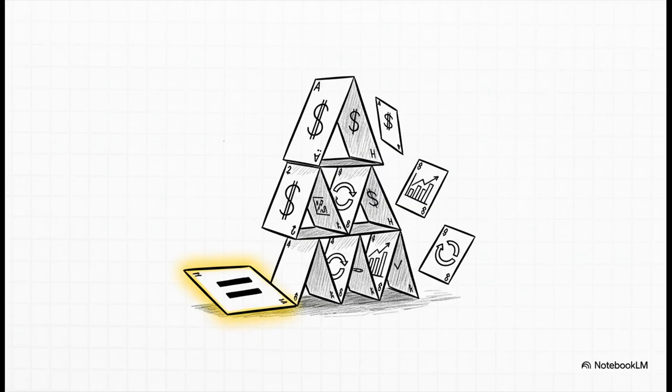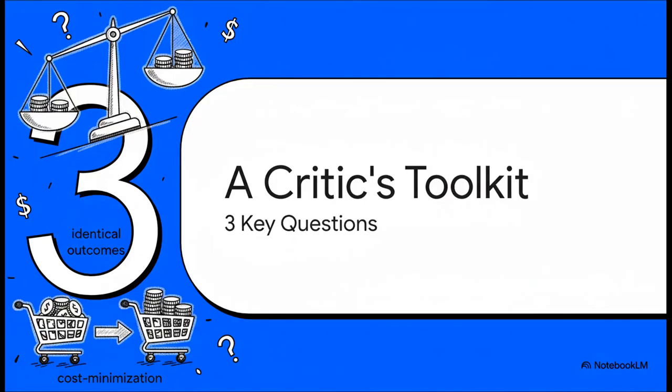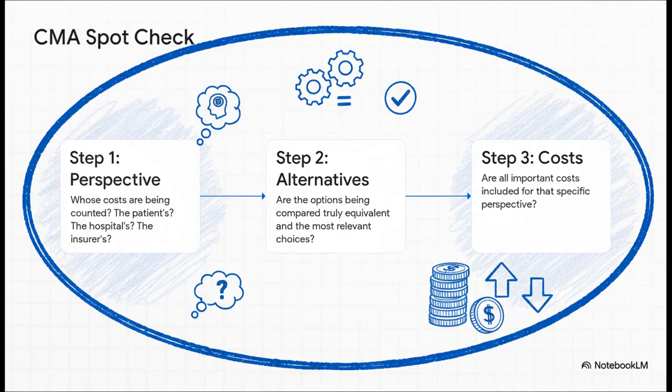So, this brings us to the most crucial point, the biggest catch. The beautiful simplicity of CMA comes with one massive string attached. It is 100% dependent on the assumption that the outcomes are truly the same. If that assumption is wrong, the entire analysis just falls apart. Okay, so knowing that, how can you spot a good CMA study from a bad one? Well, we're going to give you a simple toolkit. Think of it as 3 critical questions you should always ask whenever someone presents you with one of these cost minimization arguments.